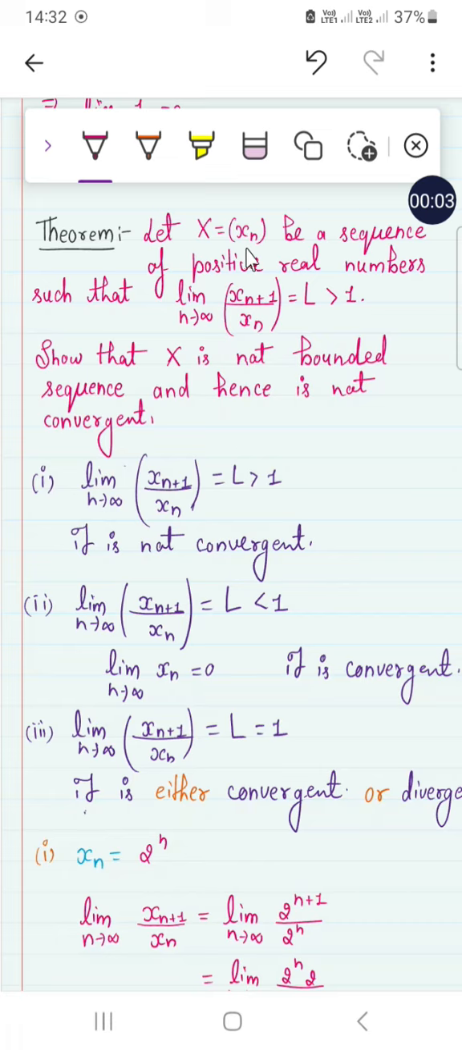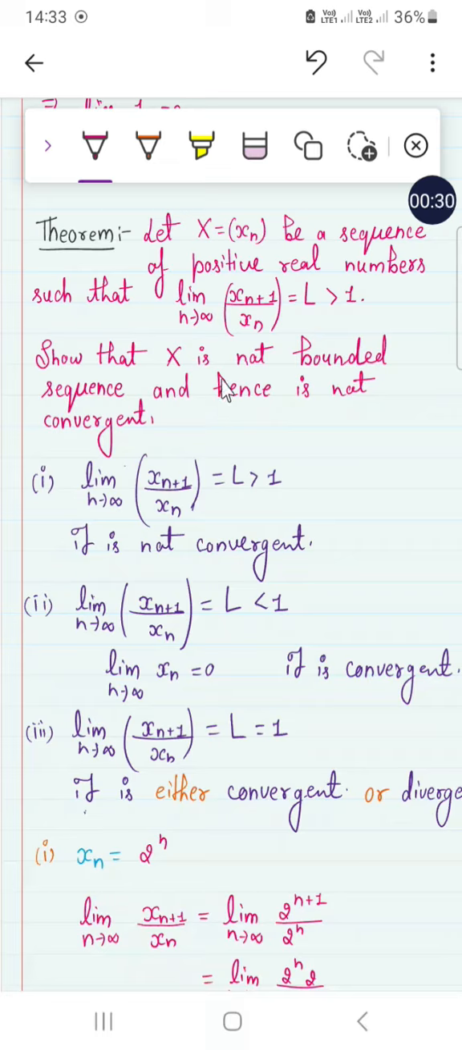Theorem. Let X equals (xn) be a sequence of positive real numbers such that the limit as n tends to infinity of x_{n+1} upon x_n equals L, which is greater than 1. So if the sequence limit L is greater than 1, then X is not bounded. Okay, X equals (xn) is not bounded. If it is not bounded, then it is not convergent.